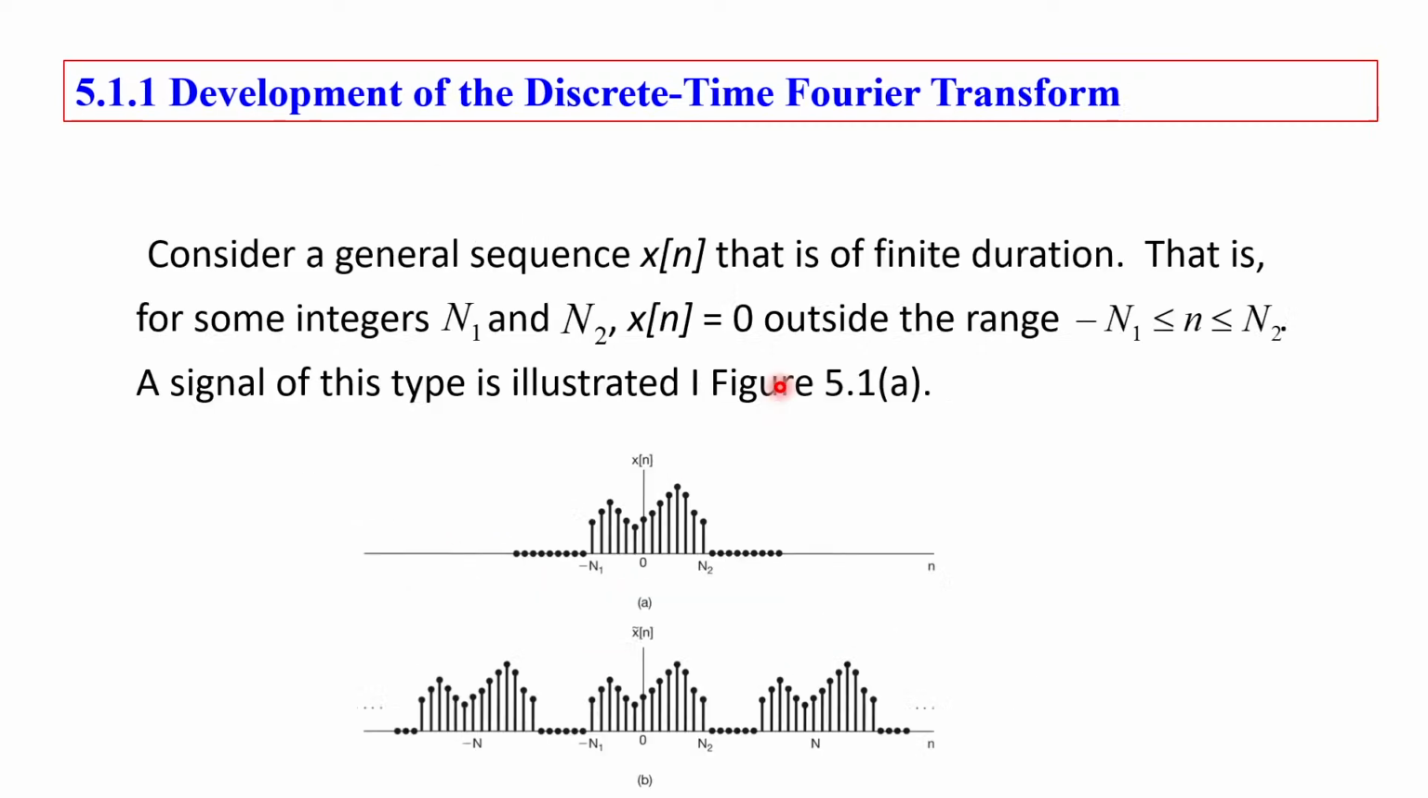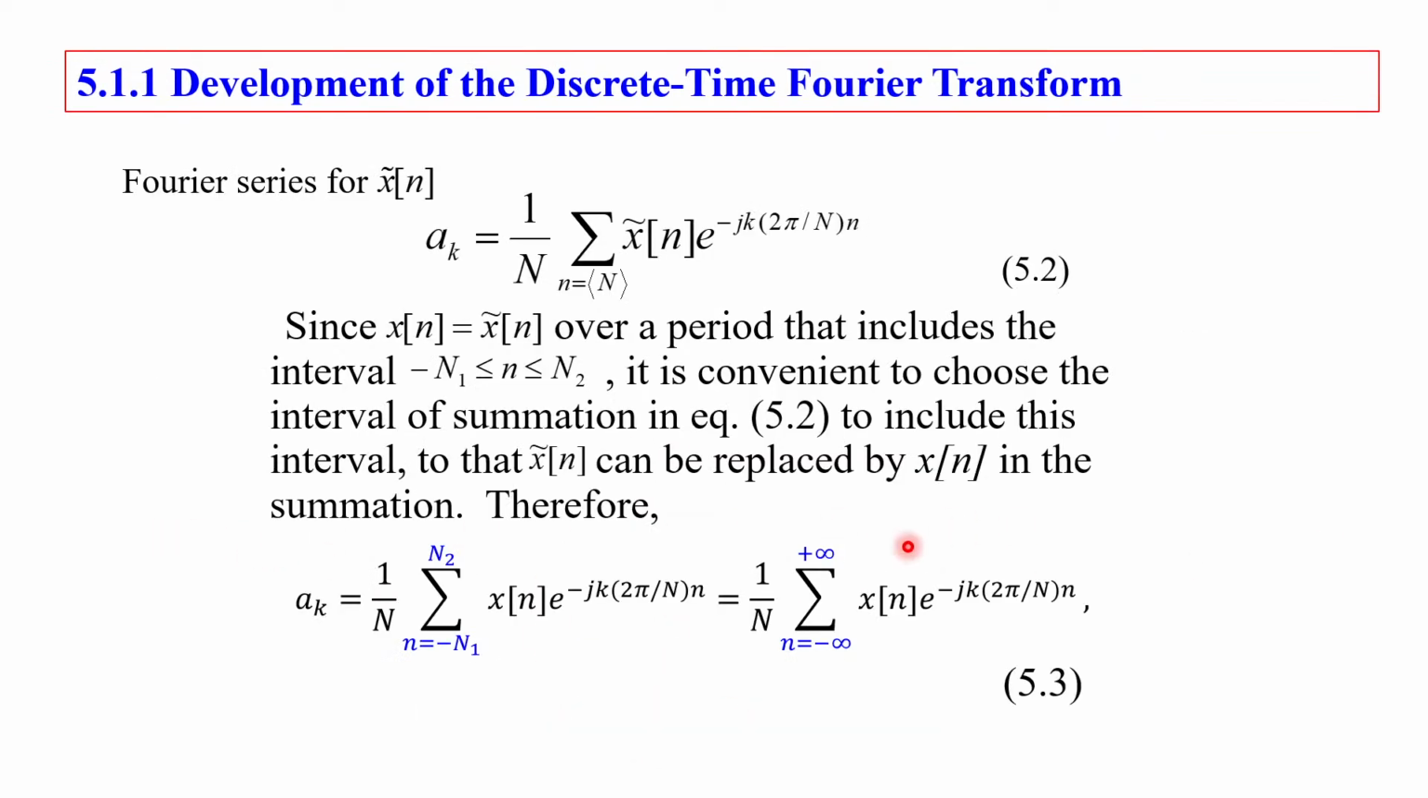And yeah, so this is similar reasoning. So we can cut the summation from this part. Then if you only sum this part, x tilde is equal to x of n. Then since x of n is 0 all the outside, it's the same as summing x of n from minus infinity to infinity. So we change this x tilde to x of n, then change the summation from minus infinity to infinity. Okay?